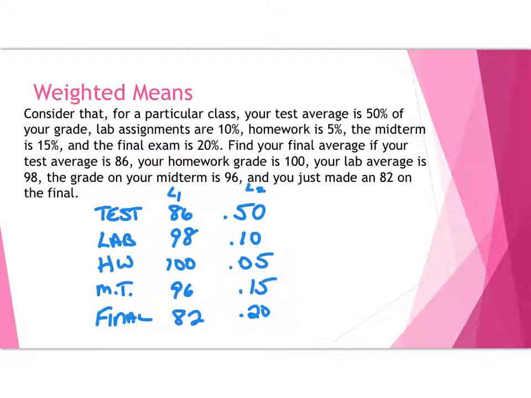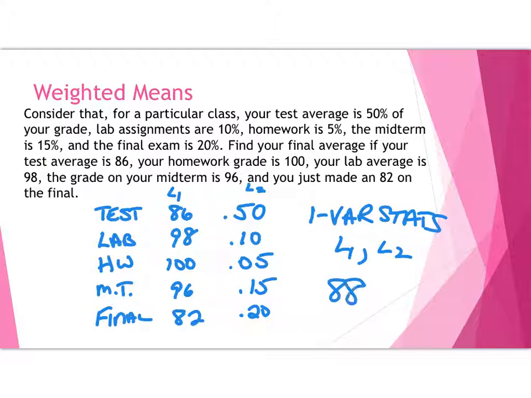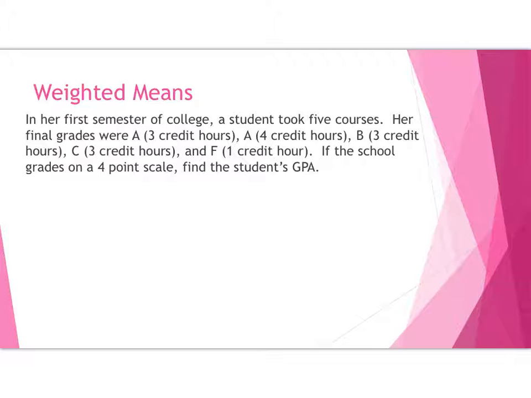Once you've done this, it's just like what we did on the last frequency distribution. Put your grades in L1, their weights in L2. You do calculate, one variable statistics, and do your L1 comma L2. So when I do one var stats, L1 comma L2, all I need is the mean at the top, and that would be 88.6. And the last one, yay!